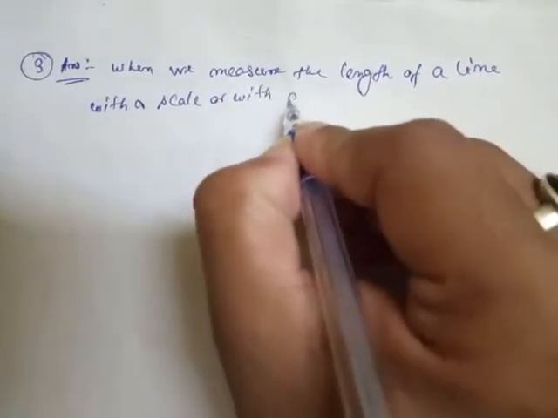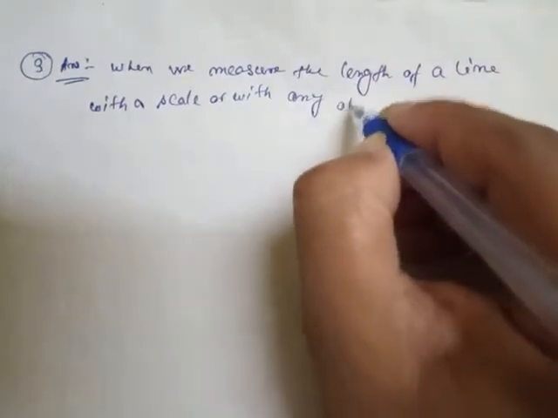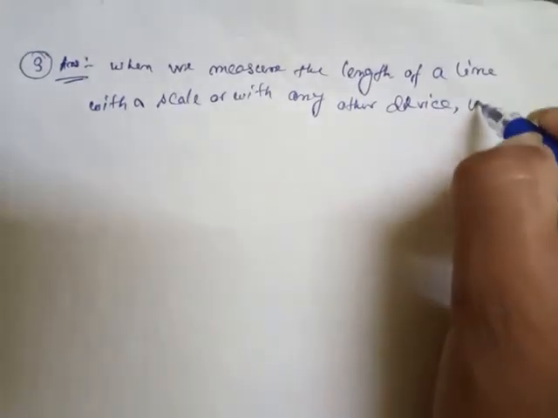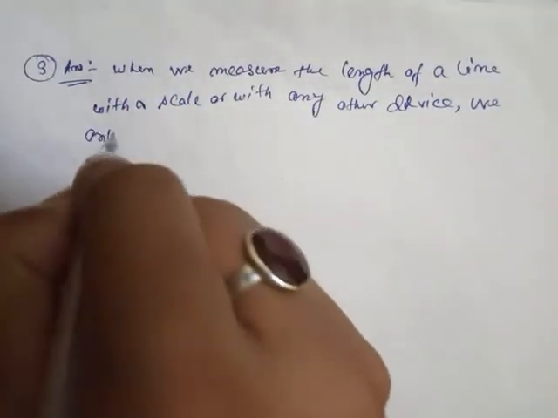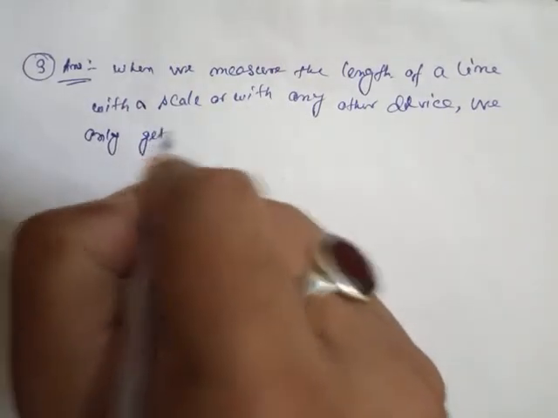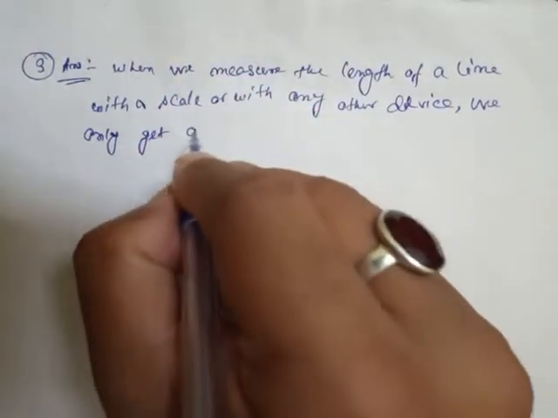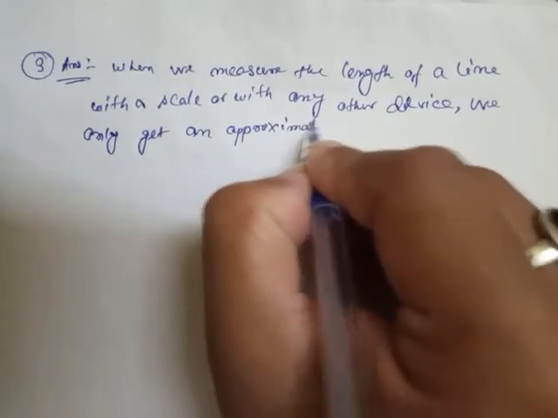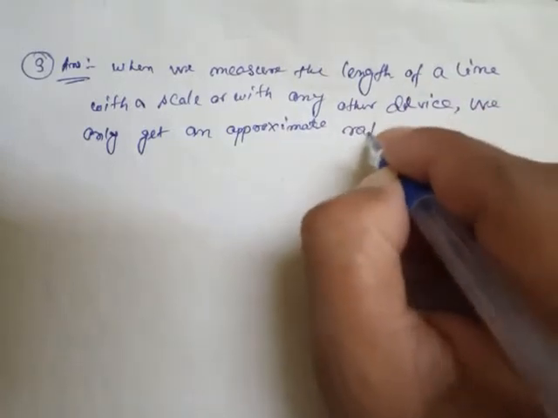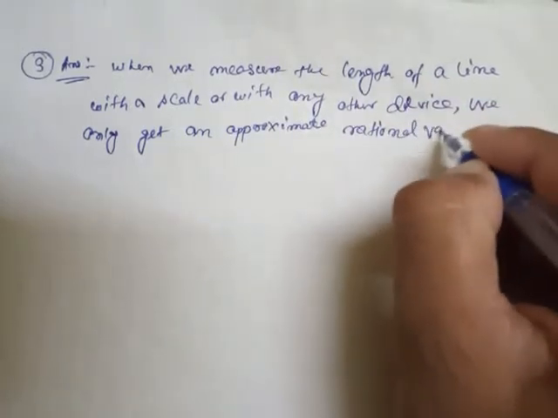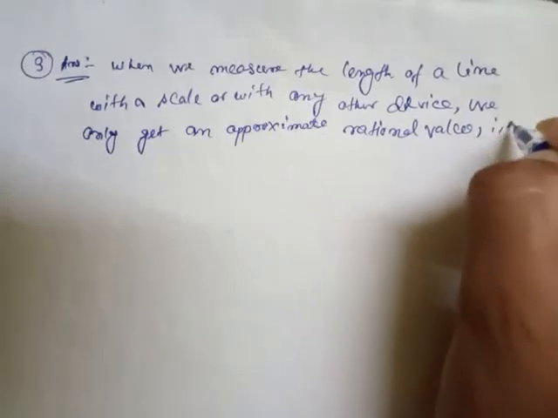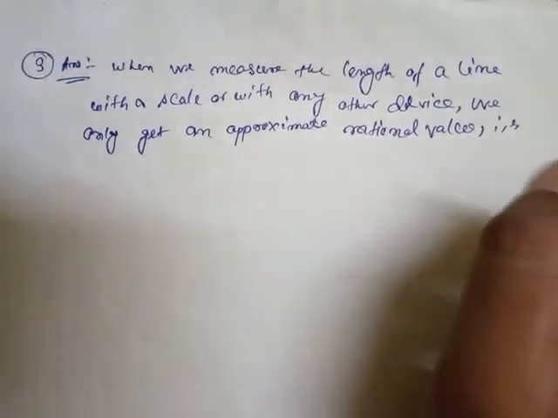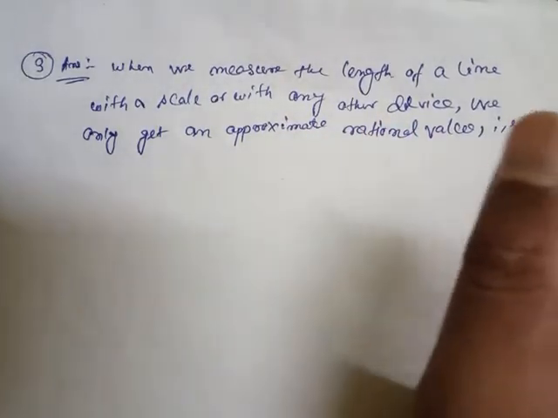Or with any other device, we only get an approximate rational value. I repeat again, student, don't confuse. If we measure a line with the scale or any other devices, we may get one approximate value, maybe 5 centimeter, 3 centimeter, but this is the portion of the line only.